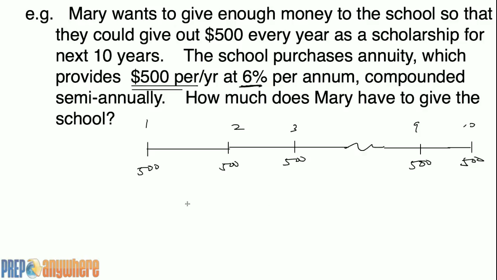Now the amount that she needs to give to the school will be the present value of these $500, right? But they're actually pulled out every year. So what should we divide by to get the present value? What's the actual interest rate? So we call that the effective interest rate.